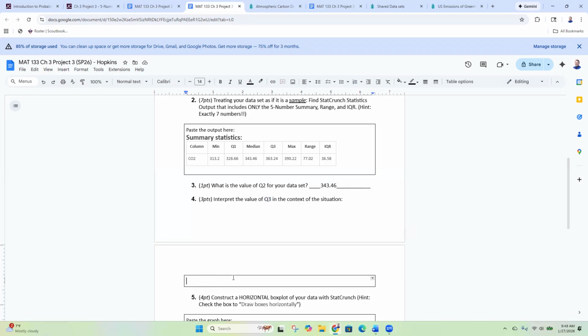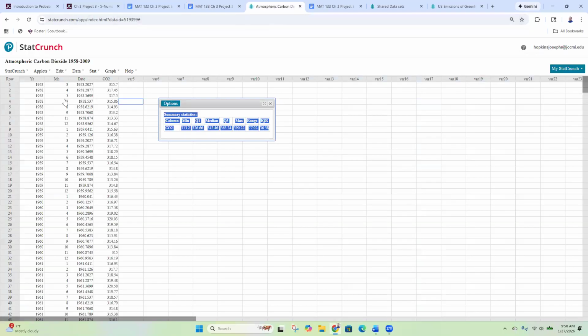So that means that the third quartile is 75%. Okay. 75% of what? 75% of, so let me look at my data set here. So this data set that I'm looking at, each row represents what? Each row represents a year.